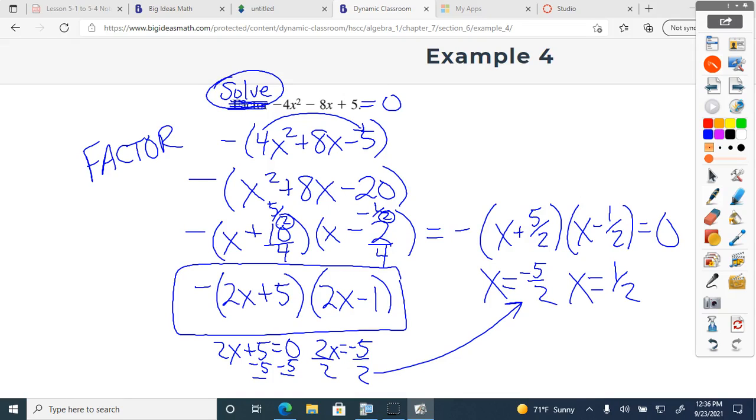Think of it like this. If it says factor, you shouldn't have any fractions in your binomials. Okay? If it says solve, your answers can be fractions. That's okay. Everybody good? All right.